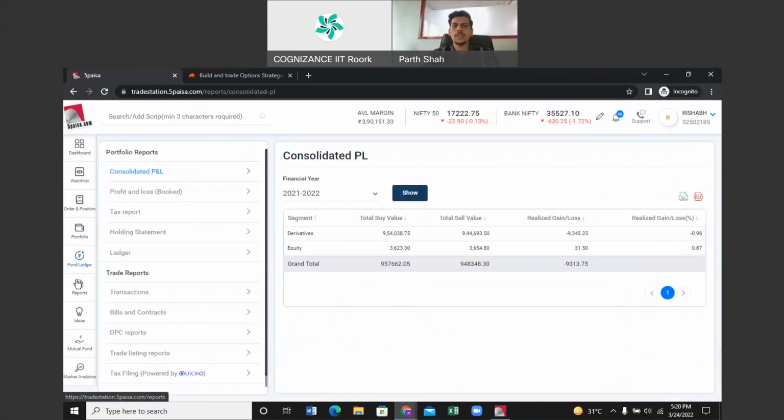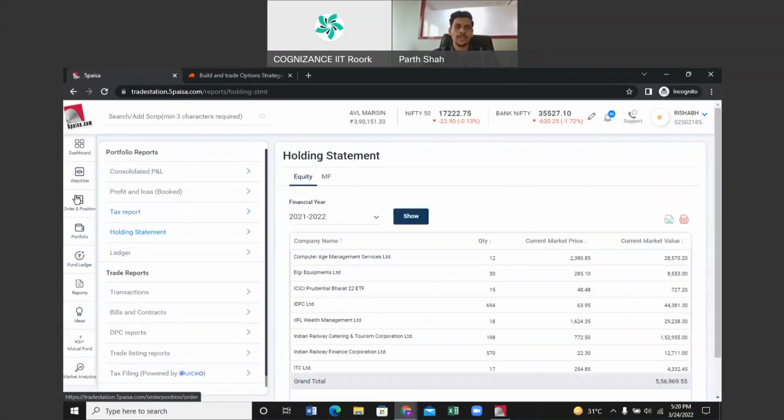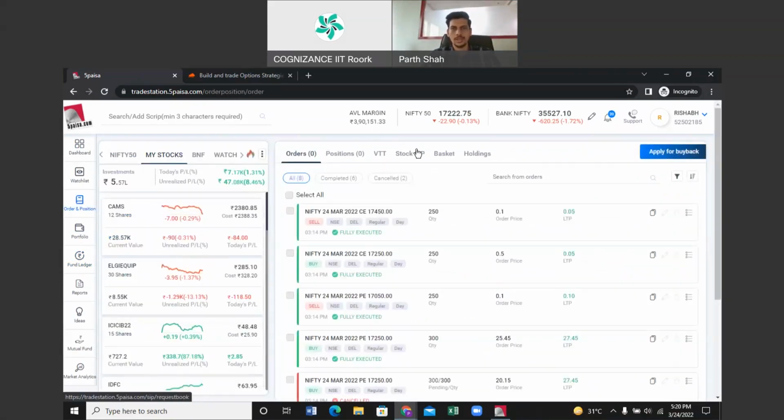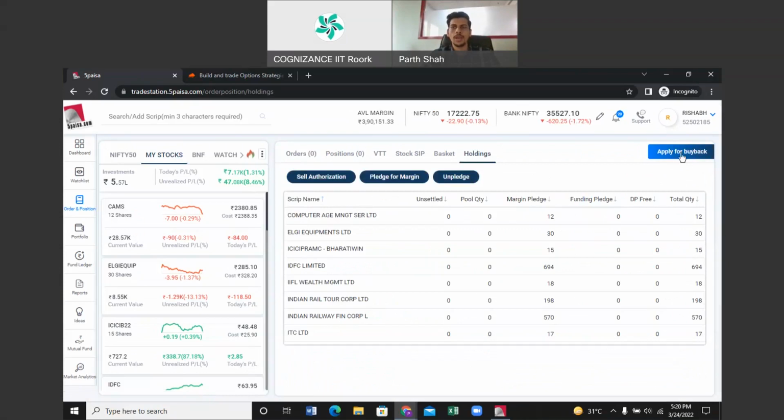Then you have the reports where you can see your consolidated reports of realized gain, loss, booked profit and loss, tax reports, holding statements. Then on order and position, as I said, you have VTT stock SIP basket, and then you have the holdings as well here. You can apply for buyback if any going on from here.